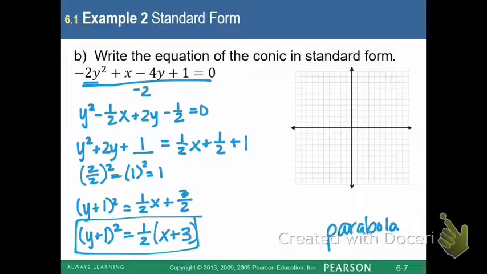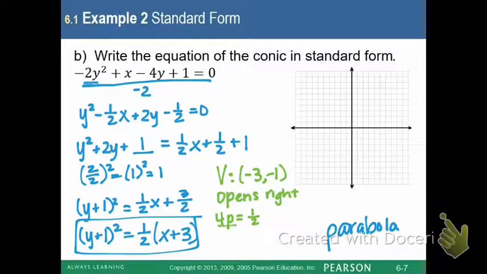As far as graphing it goes. So graphing parabolas, that's what we've been doing for a while now. So the vertex here is going to be at -3, -1. I know that this is going to open, let's see here. The y's are being squared, so that opens left or right. Since it's a positive 1/2, that's going to open to the right. And then I need to solve for p.